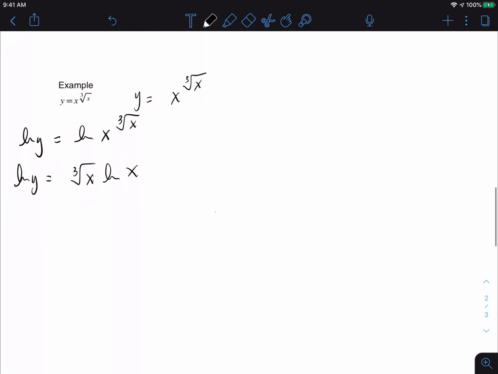Okay, so then this one is going to be 1 over y dy dx. Everyone agree with that? Sure. Okay. This one is going to be 1/3 x to the negative 2/3 ln of x plus the cube root of x times 1 over x. Does everyone agree with that? You can say no.